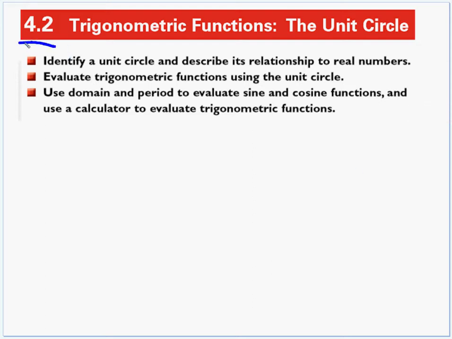We're going to be looking at section 4.2, and the title of this is one of the most powerful mathematical artifacts out there, the unit circle. And our bullet points for this section: we will identify a unit circle, describe its relationship to the real numbers. We'll evaluate trig functions using this new unit circle. And we'll use the domain and the period to evaluate sine and cosine functions, and also use a calculator to evaluate some trig functions. We've been working with the calculator for a while now, so that won't be anything new.